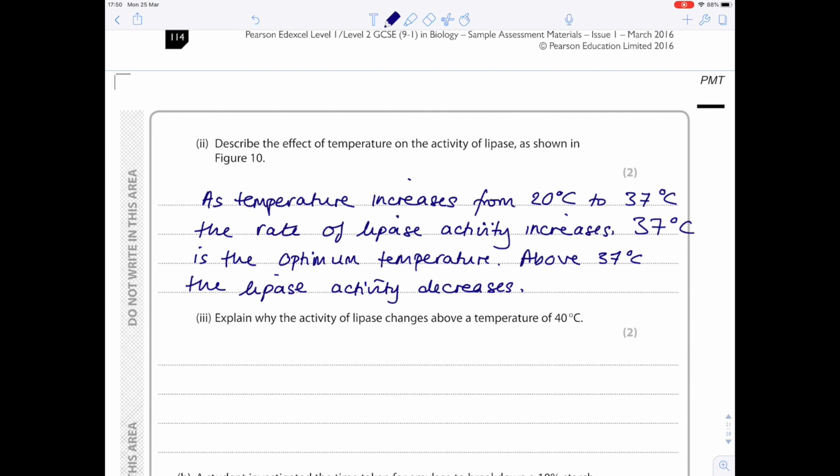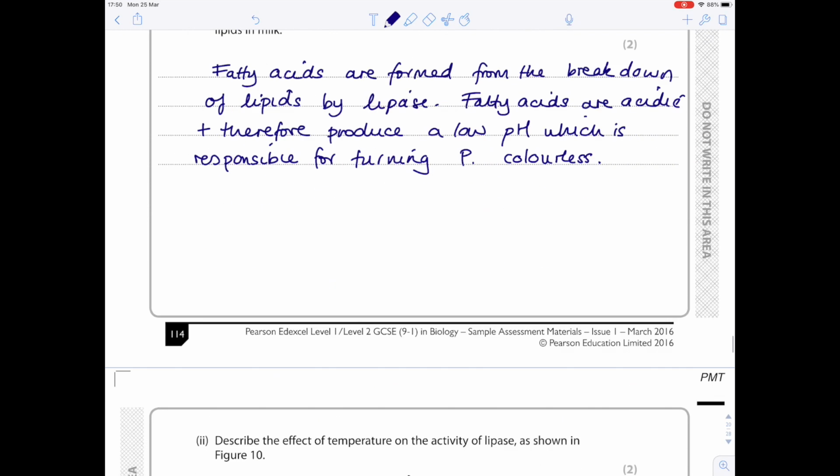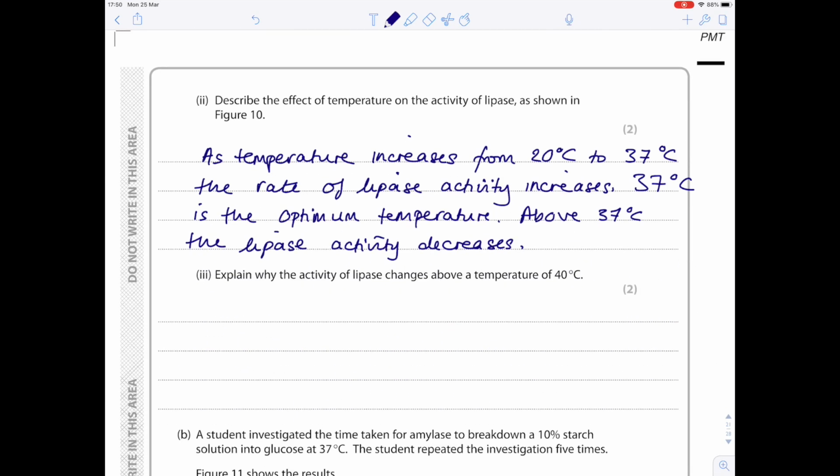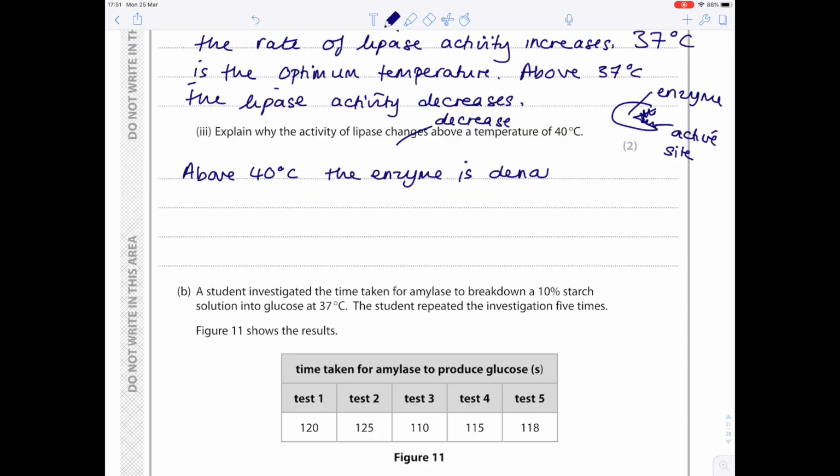Explain why the activity of lipase changes above a temperature of 40 degrees, and above 40 degrees you can see that you see a massive decrease in its activity. So it's really asking us, why does its activity decrease? And that's all to do with the enzyme being denatured, which means that the active site, so if this is your enzyme, when it gets denatured, this active site changes shape, meaning that the substrate molecule can no longer fit.